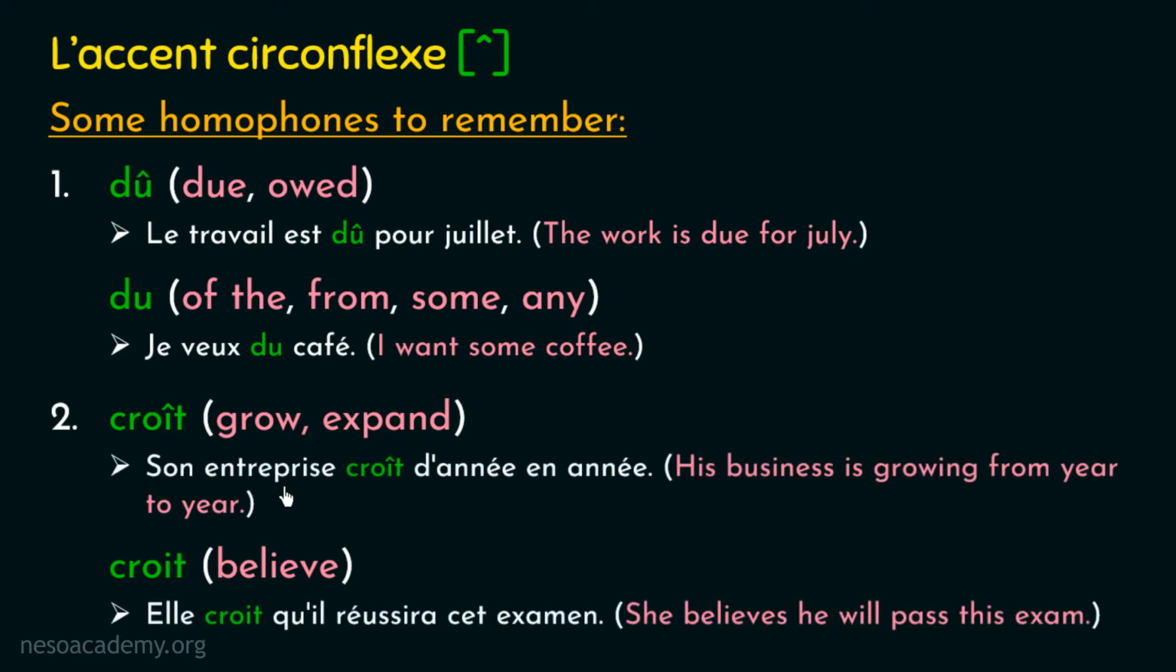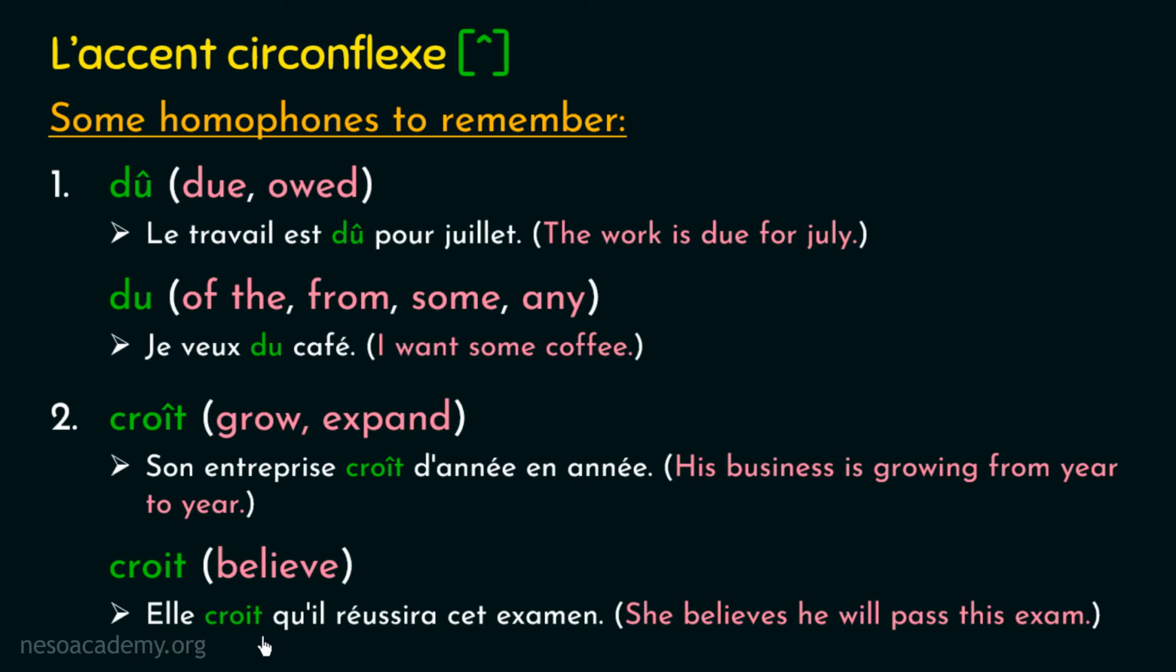Son entreprise croît d'année en année. I am repeating it again. Son entreprise croît d'année en année. It means his business is growing from year to year. So in this example, the word croît is having the sense of grow, that the business is growing from year to year. Right?